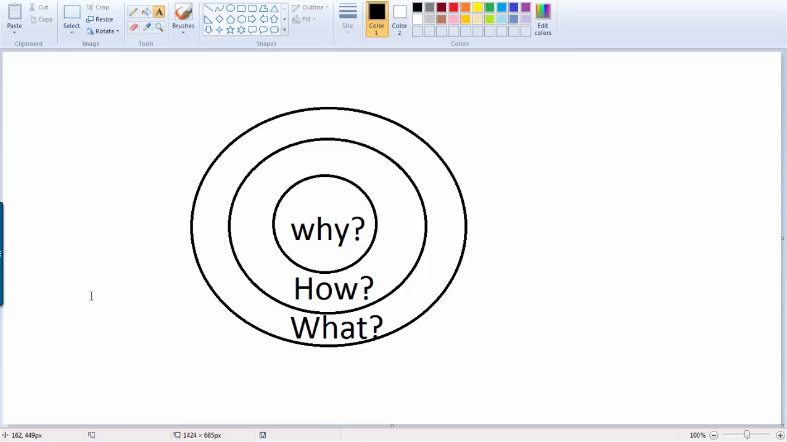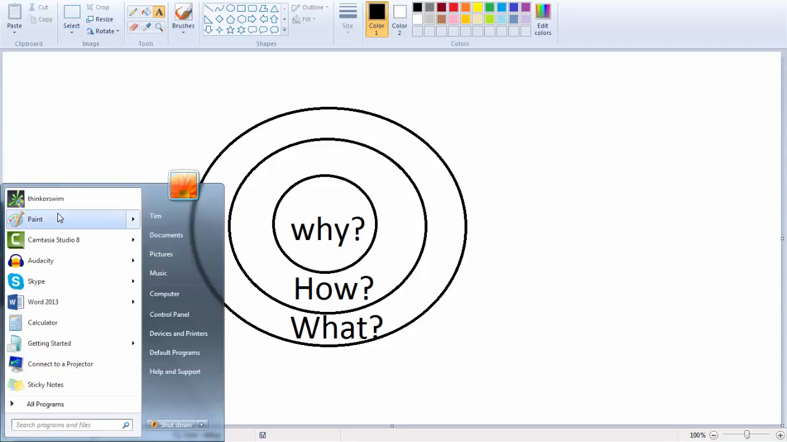Because at the end of the day, the how, the asset allocation, still doesn't answer why. The what, which product, which strategy, it still doesn't answer why. And so you still need to start with that. You need to answer that and never forget that.